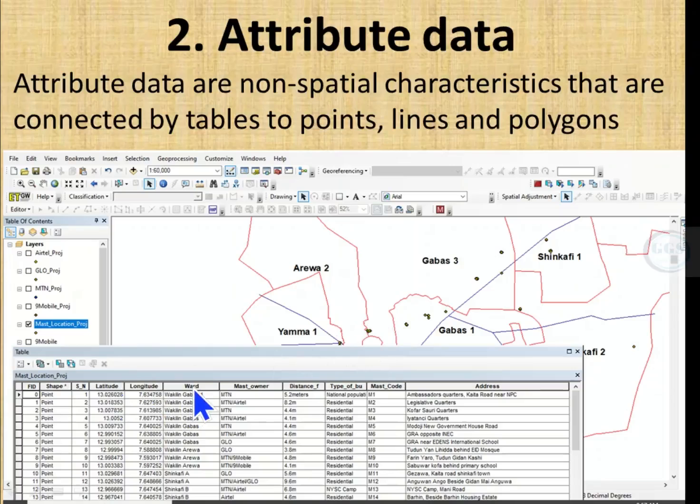However, we have more information about the characteristics of this point data. So, more information like the name of the neighborhood, which is represented here, then the ownership, the distance from residential building, and the type of building, the code given to this mast, and the address. All this information, they are attribute data because they tell us about the characteristics of the spatial data. So, they are not spatial in themselves, but they tell us more information about spatial data. So this is what we call attribute data.